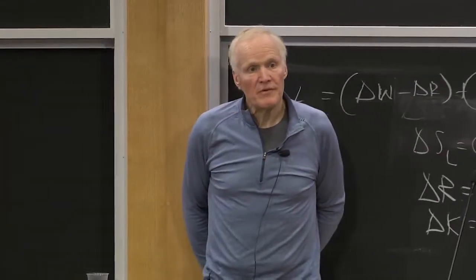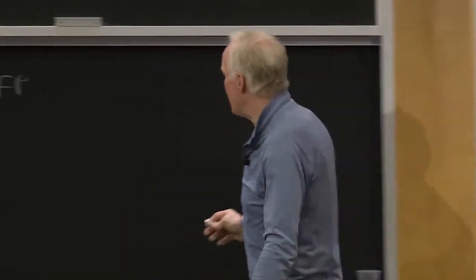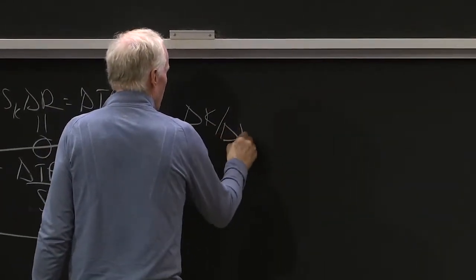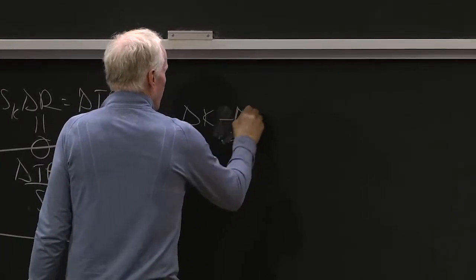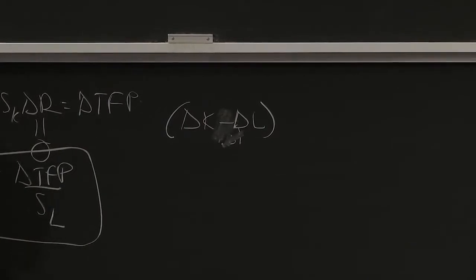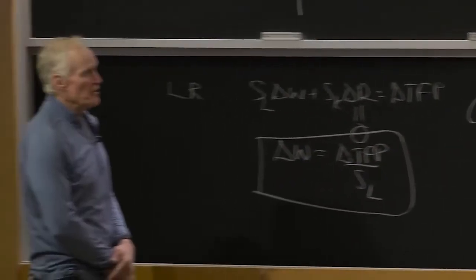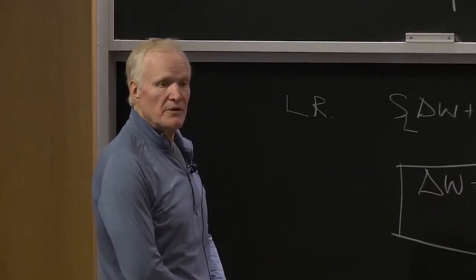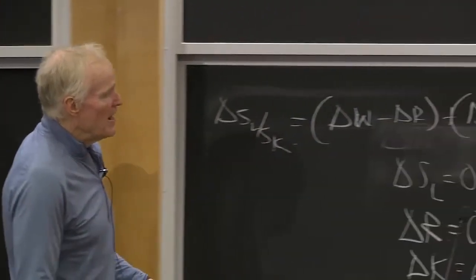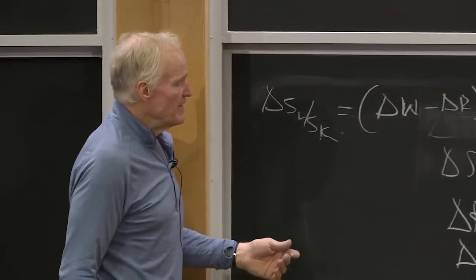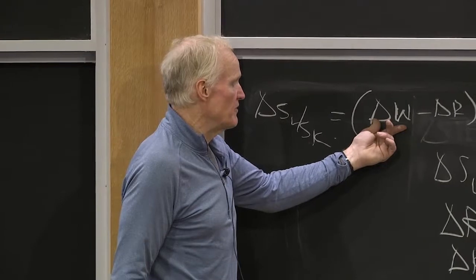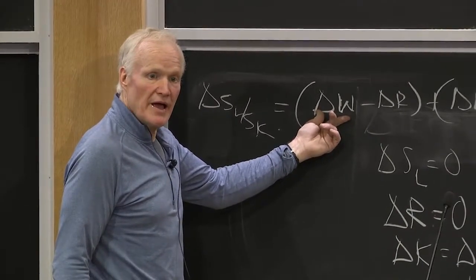What else? What's going to have to be equal to 0? What's going to happen to delta K over L? In order to get delta R equal to 0, what are we going to need to do? Well, we're going to have K go up enough to basically get a delta R equal to 0 when delta W is equal to delta TFP divided by SL.